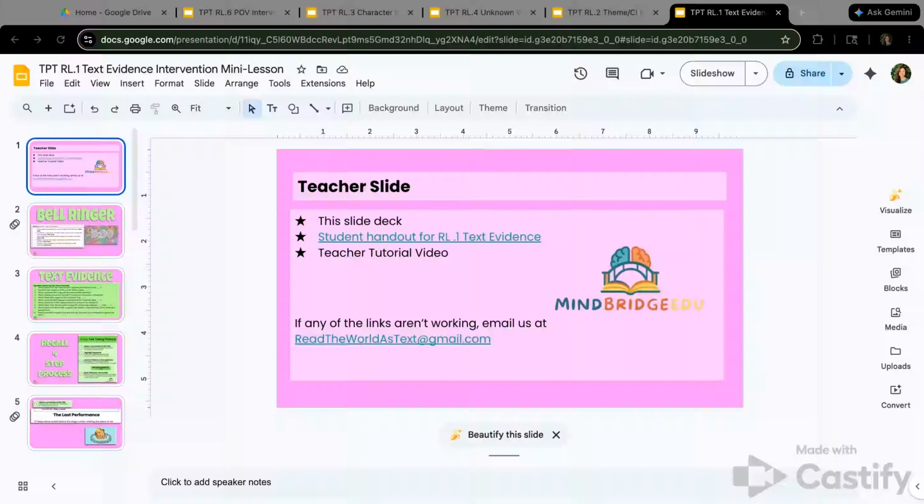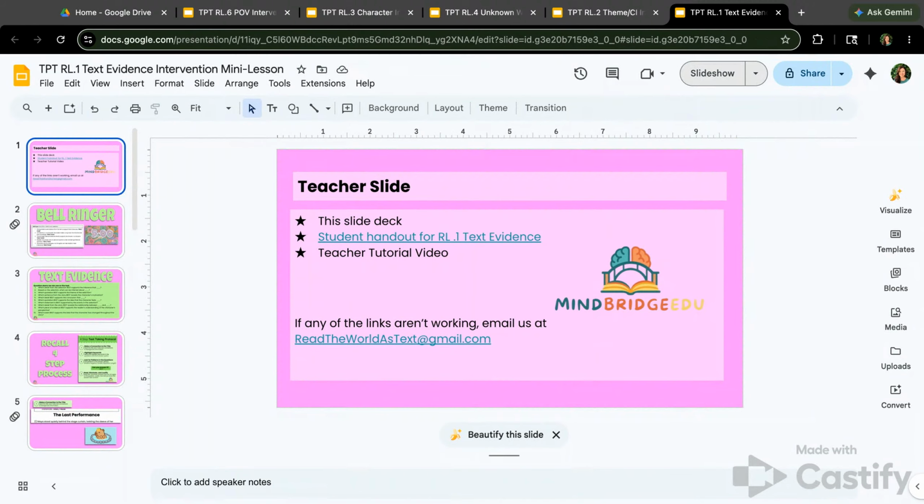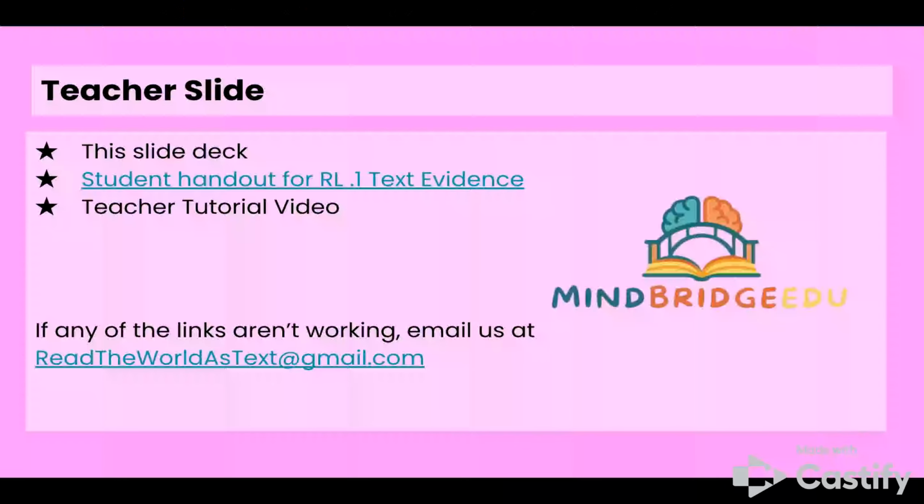All right, welcome to another intervention mini lesson. This one is going to be for reading for literature, point one, so text evidence. The goal of this is definitely grades 5 through 9 and could be differentiated from more.